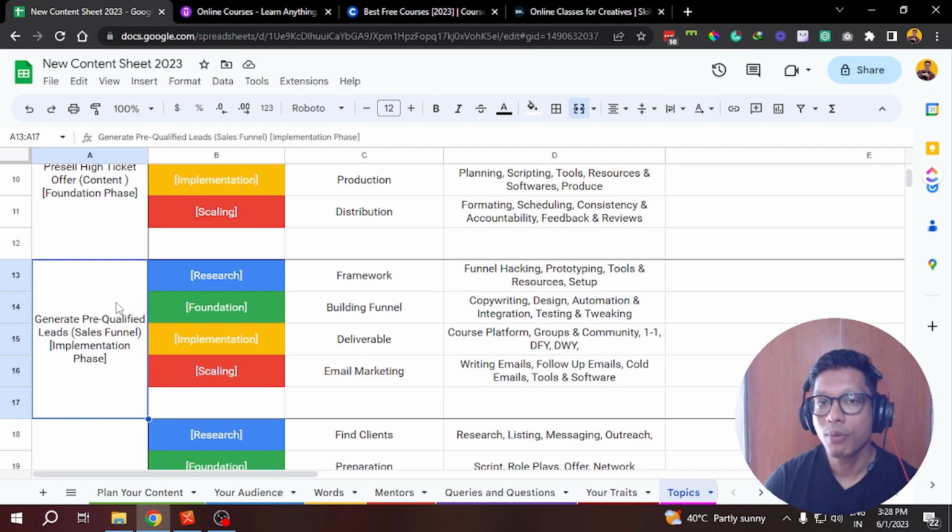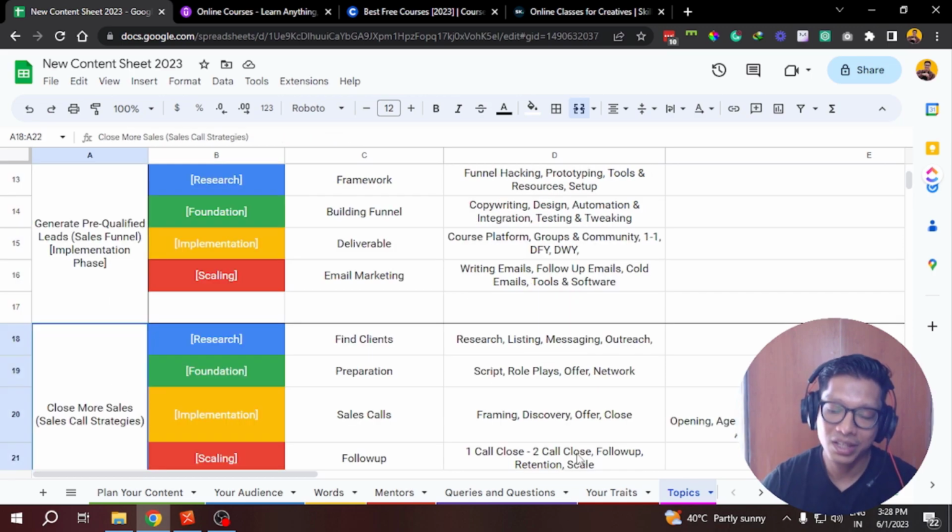When you are talking about implementation, you don't really have to talk about research or scaling or foundation, because you know what things will help them implement and start getting results. Okay, so here you will only talk about things that will help them implement and get results. And when you're talking about scaling, you will know exactly what things you need to avoid and what things you need to talk about.